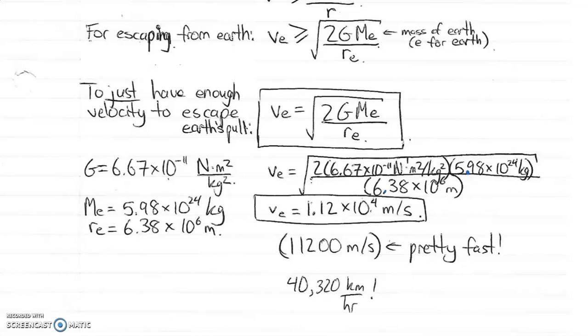That is 11,200 meters per second, or if you were driving in a car or flying in an airplane, 40,320 kilometers an hour. Most commercial jets get up to about 1,000 kilometers an hour at their max possible speed. So we're talking 40 to even 50 times a jet plane is the speed we need to completely get out of Earth's gravitational pull. That is fast.